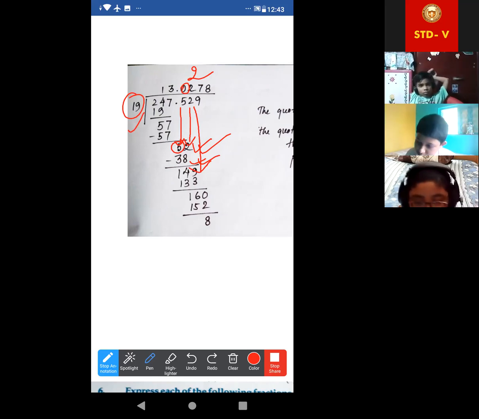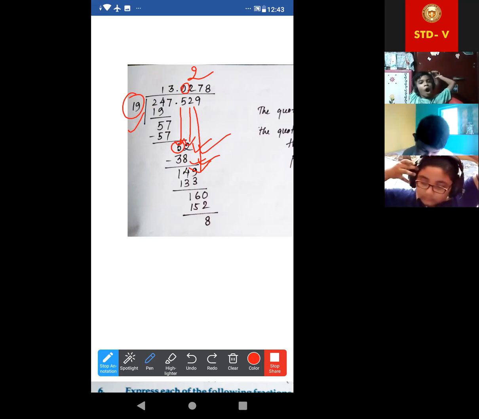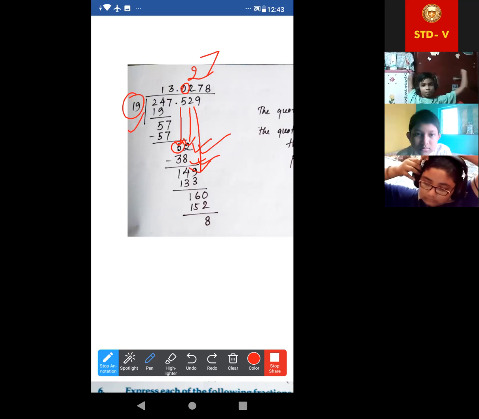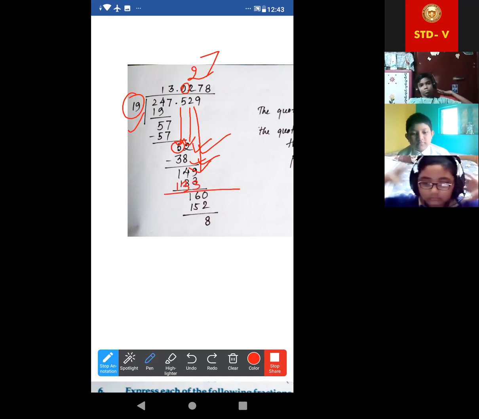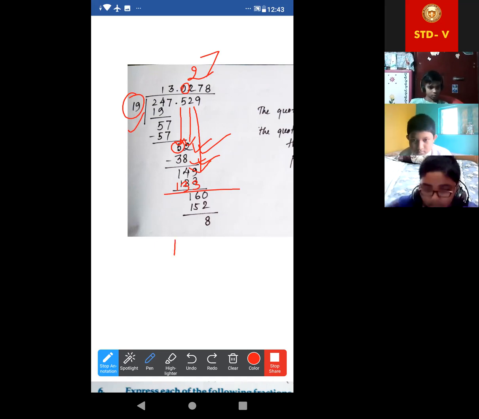By 7. 7 19s are 133. Yes. So I have taken by 7. It will be 133. Now just do the subtraction. As it is given 3 decimal places, so we have to continue up to 4. Okay. It will be 16.